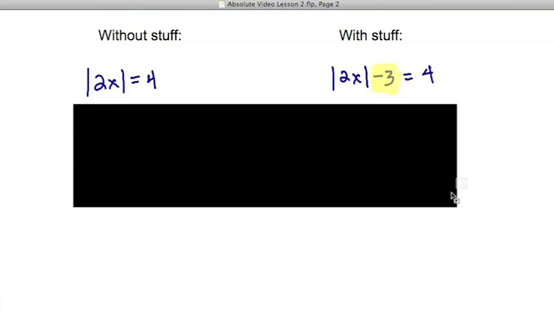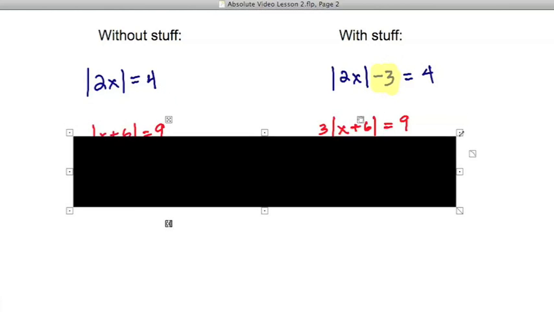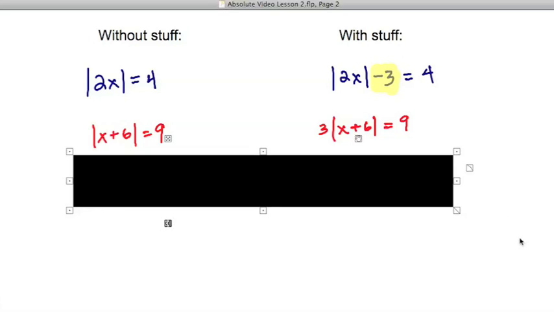And let's look at the next one. I don't know why I chose 3 again. That was just a coincidence. But again, here's a normal absolute value equation, and here's some stuff. And think about, how is this 3 different than that one? This 3, how is it attached? Is it attached by addition, subtraction, multiplication, division? How is this 3 attached?